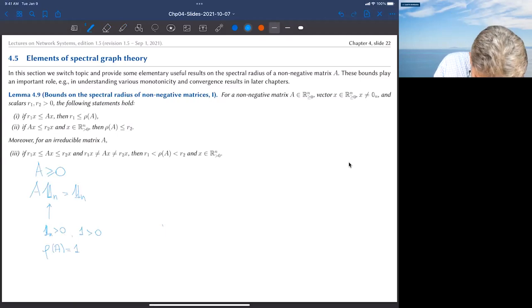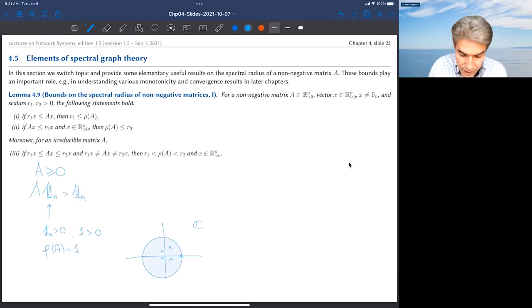So in other words, if I were to draw the spectrum of A, which is to say, put yourself in the complex plane and draw the location of all of the eigenvalues of A. This is not even centered, so I can center it. There it is. And then what do we know? We know that an eigenvalue is identically equal to 1, for a row stochastic matrix, perfect. And all the others, under some conditions, are inside.